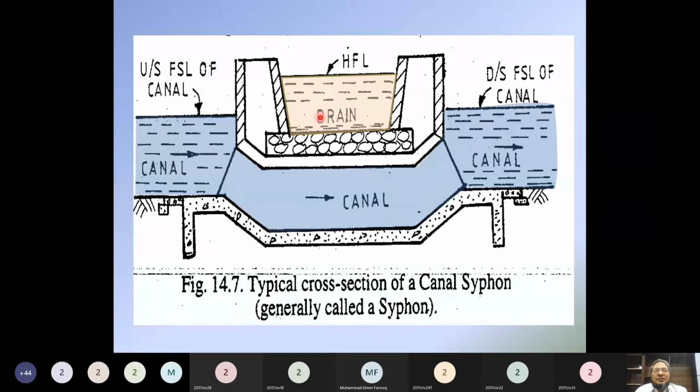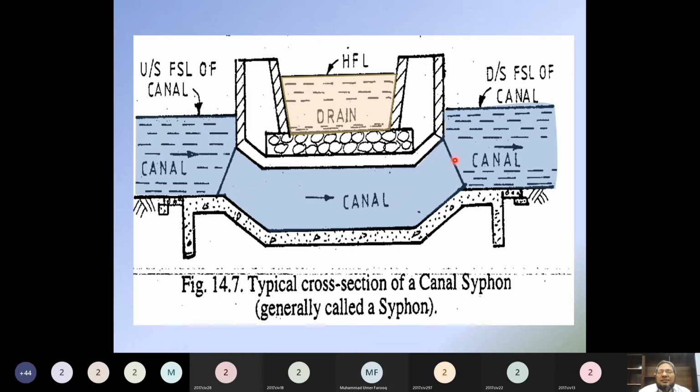This is a very good section of a canal siphon, simply canal siphon, or we say that siphon superpassage. So a superpassage means the canal water crosses below the stream water. And why we say that siphon superpassage? Because here the bed level of the stream is slightly lower than the full supply level of the canal.